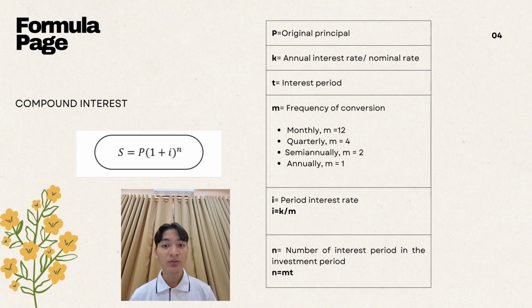Formula page. To calculate the amount of compound interest, we use the formula S equals P, open bracket, 1 plus i, close bracket, to the power of n. P is the original principal, k is the annual interest rate or nominal rate, t is the interest period, m is the frequency of conversion, which is monthly, m equals 12, quarterly, m equals 4, semi-annually, m equals 2, annually, m equals 1. i is the period interest rate, i equals k divided by m. n is the number of interest periods in the investment period, n equals m times t.